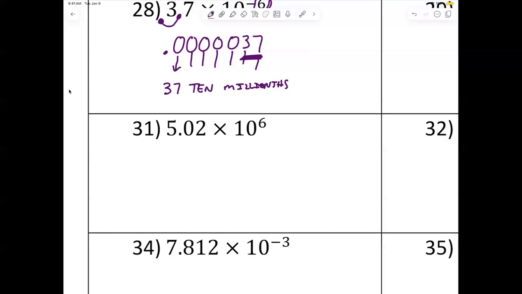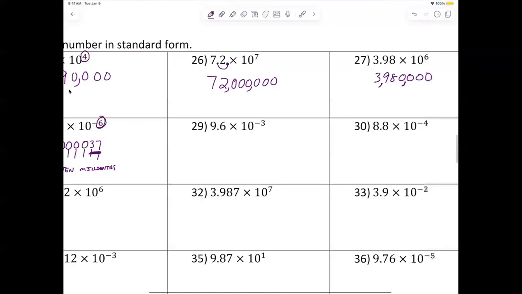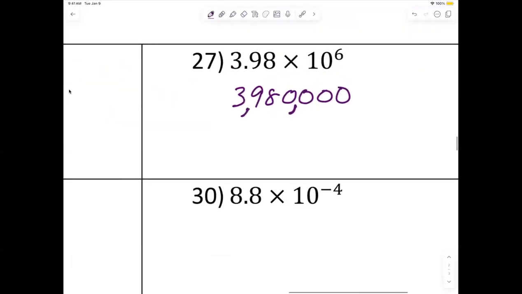Can you go back to that one? What? Come on, what? Why did you do that? Come on, Luca, you've got to speak up. How many places do I move the decimal, Luca? 1, 2, 4 zeros.